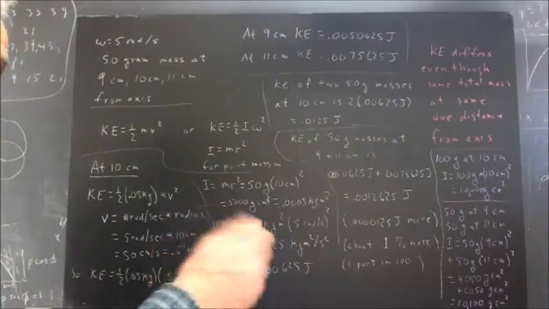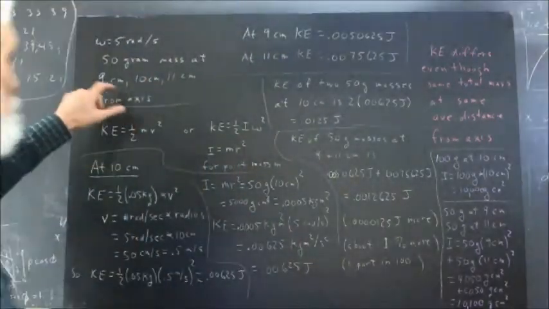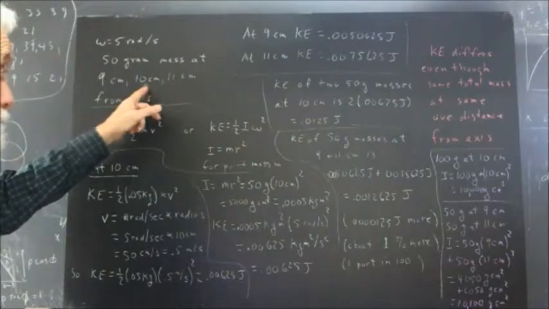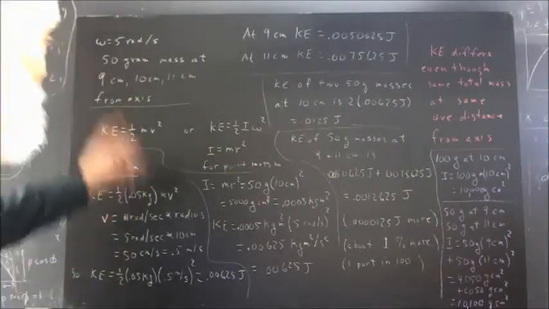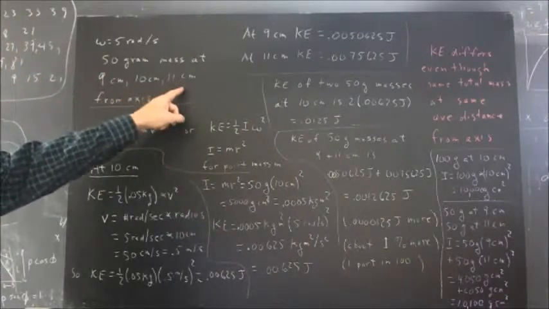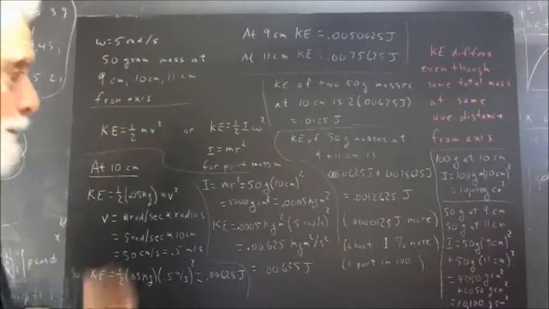However, when moved at any angular velocity, the kinetic energy of the 9 centimeter and 11 centimeter masses is about 1% more than that of the two masses at 10 centimeters. And it just means that it's an instance of the fact that the distance from the center has more effect than the mass on the moment of inertia.